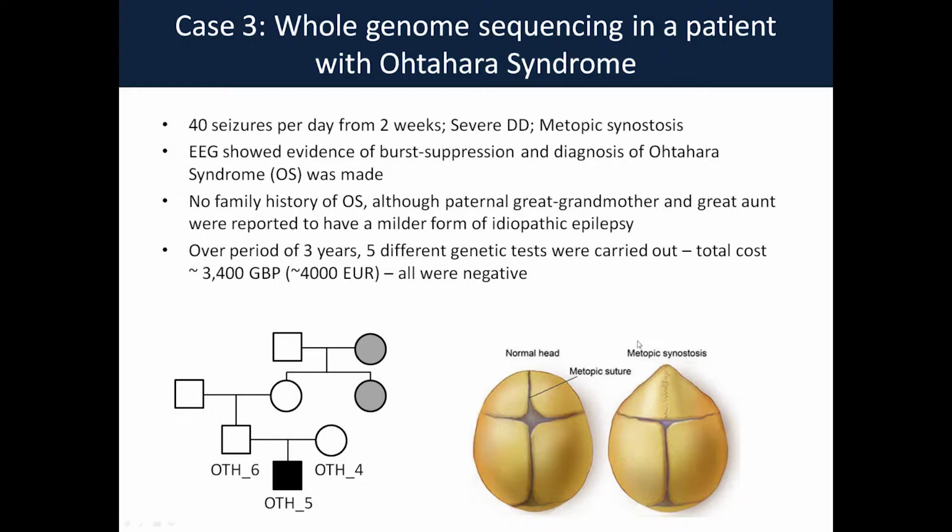So with conventional methods, over a period of 3 years, there were 5 different genetic tests carried out, costing about €4,000, and all of these were negative. And with conventional testing, they're performed one after the other. So if we'd carried on with this route, I don't think we'd have found the causative gene for a very long time.